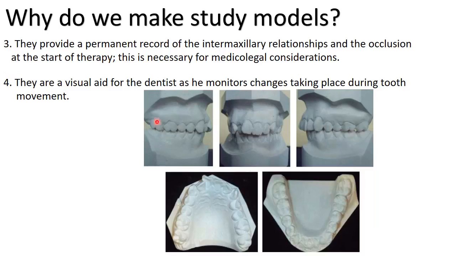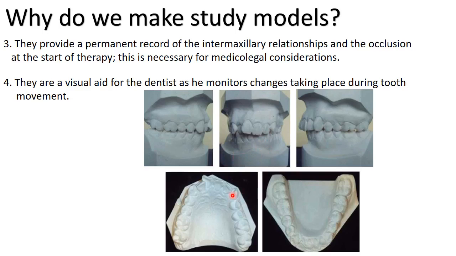They provide a permanent record of the intermaxillary relationship and the occlusion at the start of therapy, and this is necessary for medico-legal consideration. You can see here a patient with a class 2 malocclusion, so you can visualize the intermaxillary relation and the crowding in the upper and lower arch. This is also important for diagnosis and treatment planning. They are visual aids for the dentist, as he can monitor changes taking place during tooth movement.